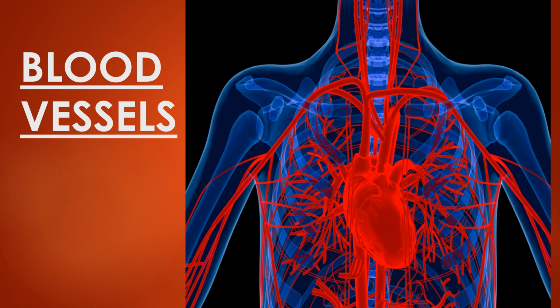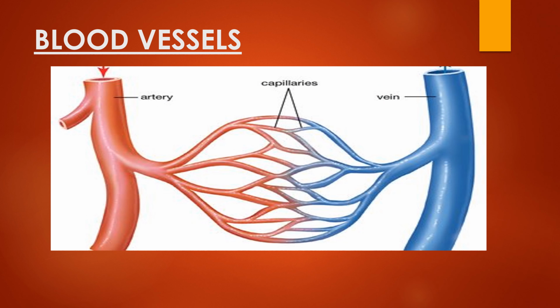The circulatory system has three parts: blood, heart, and blood vessels. Today I'm going to teach you about blood vessels. Blood is carried throughout the body inside a hollow tube-like structure called the blood vessel. Blood vessels are basically of three types: arteries, veins, and capillaries.